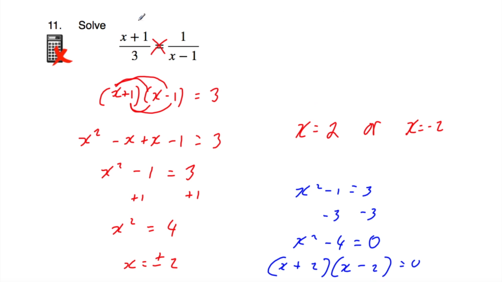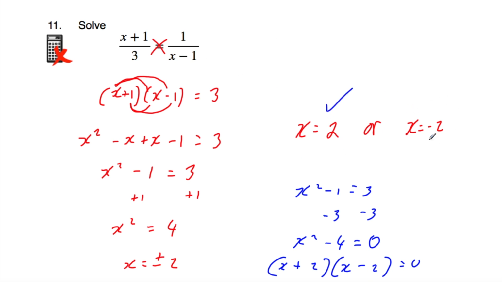And again, you can check that. If you take your 2 and you do 2 plus 1, that's equal to 3, and 3 divided by 3 is equal to 1, so the left-hand side is equal to 1. If x is equal to 2, you've got 1 divided by x minus 1, well 2 minus 1 is equal to 1, so you've got 1 divided by 1, which is 1. So you get 1 equals 1. So that works for 2, so that definitely works.